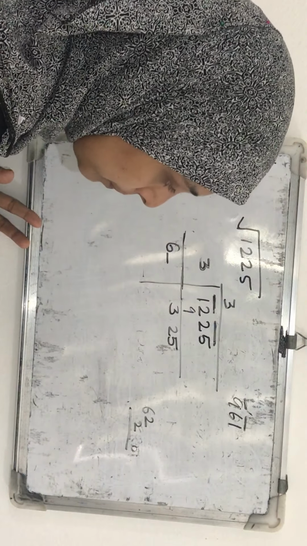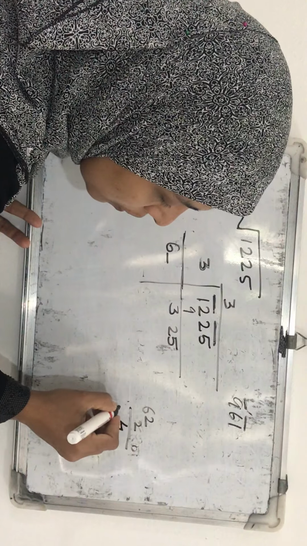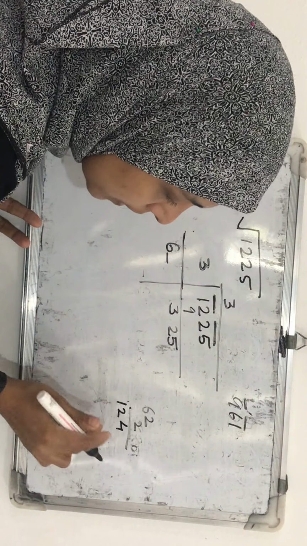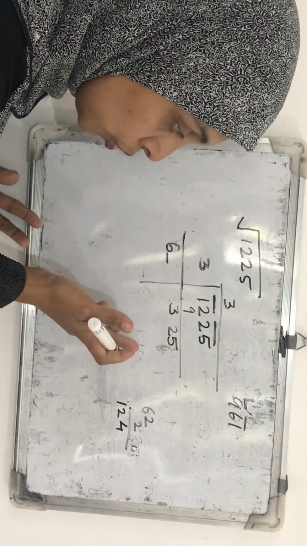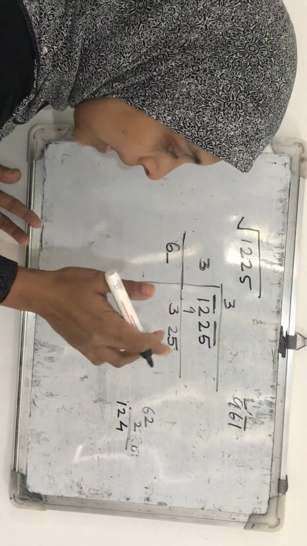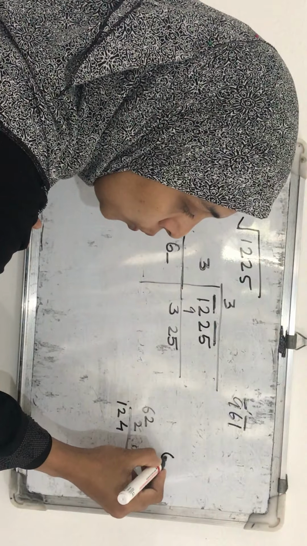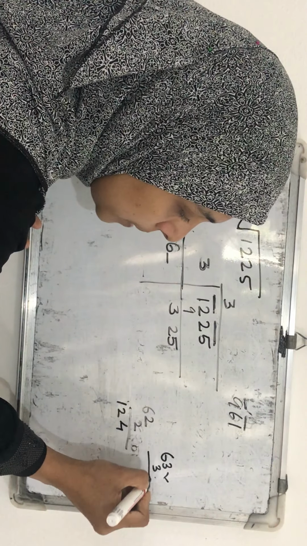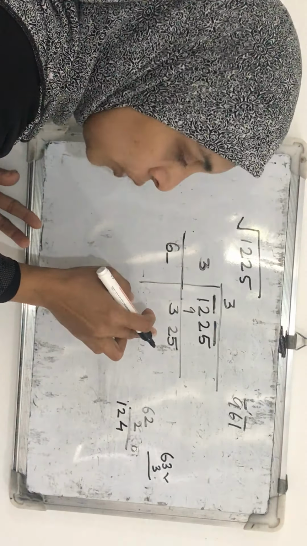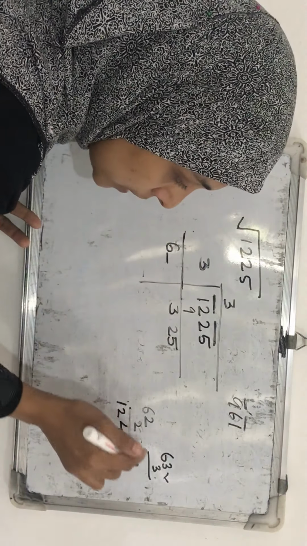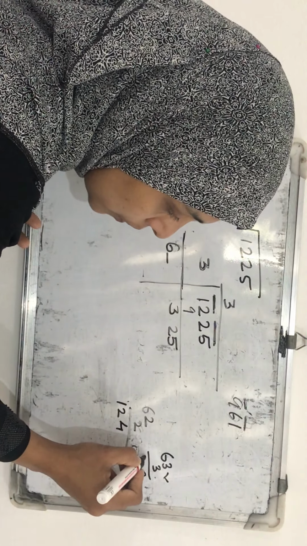62, when we multiply with 2, we will get 124 only. So it is possible to select another larger number. If it is 3, 63 into 3 will be what? That should be less than or equal to 325. So 3 into 3, 9, 3 into 6, 18, 189 only.